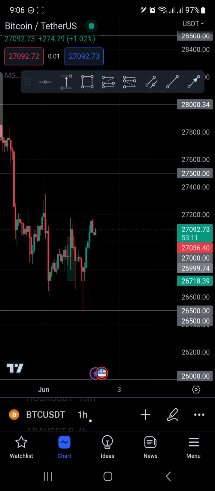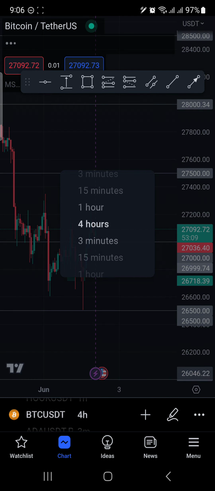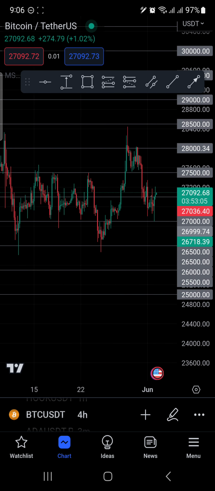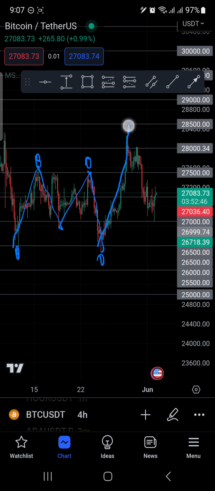So let's start with our top down analysis. Now look at this. Let's look at the structure. So we have up, down, right? We have a double top here, we have a double bottom here. Then this double bottom was very, very strong, right? And it pushes the market all the way here.